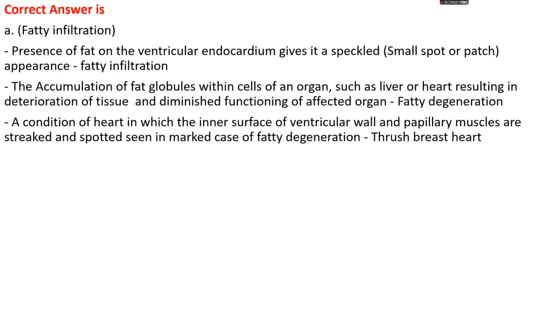Presence of fat on the ventricular endocardium gives it a speckled, that is small spot or patch-like, appearance called fatty infiltration. While the accumulation of fat globules within the cells of an organ such as liver and heart, resulting in deterioration of tissue and diminished functioning of the affected organ, is known as fatty degeneration. A condition of the heart in which the inner surface of the ventricular wall and papillary muscles are streaked and spotted, seen in marked cases of fatty degeneration, is known as thrush breast heart.